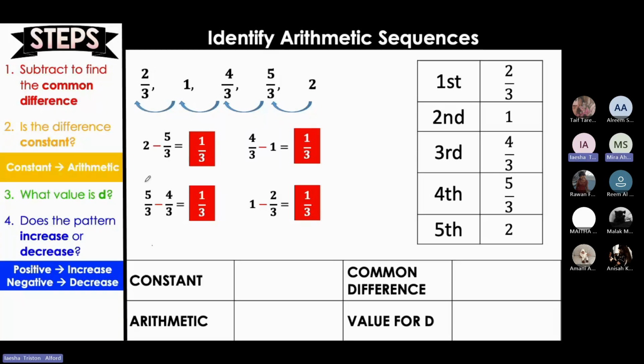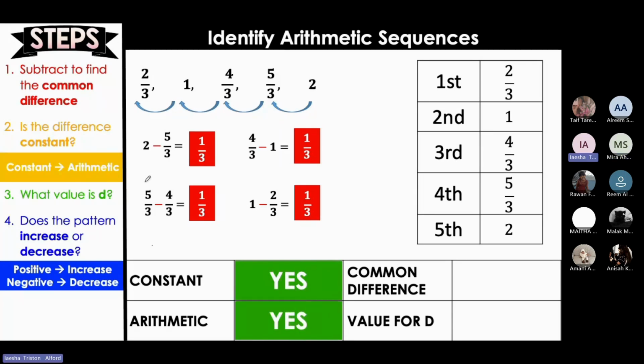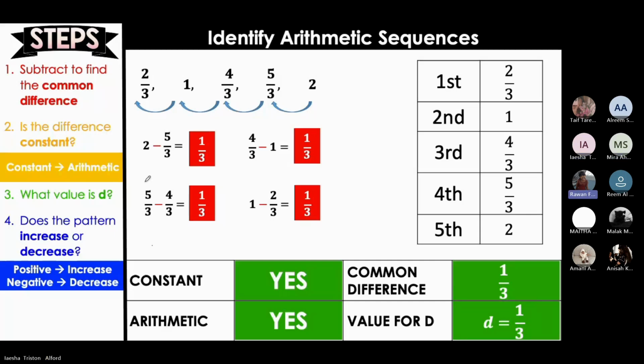It is constant and yes, it's arithmetic. What's your common difference? 1/3. D equal 1/3. Good. Is it increase or decrease, this pattern? It is increase. How do you know it's increase? Because it is positive. Good. Only that.